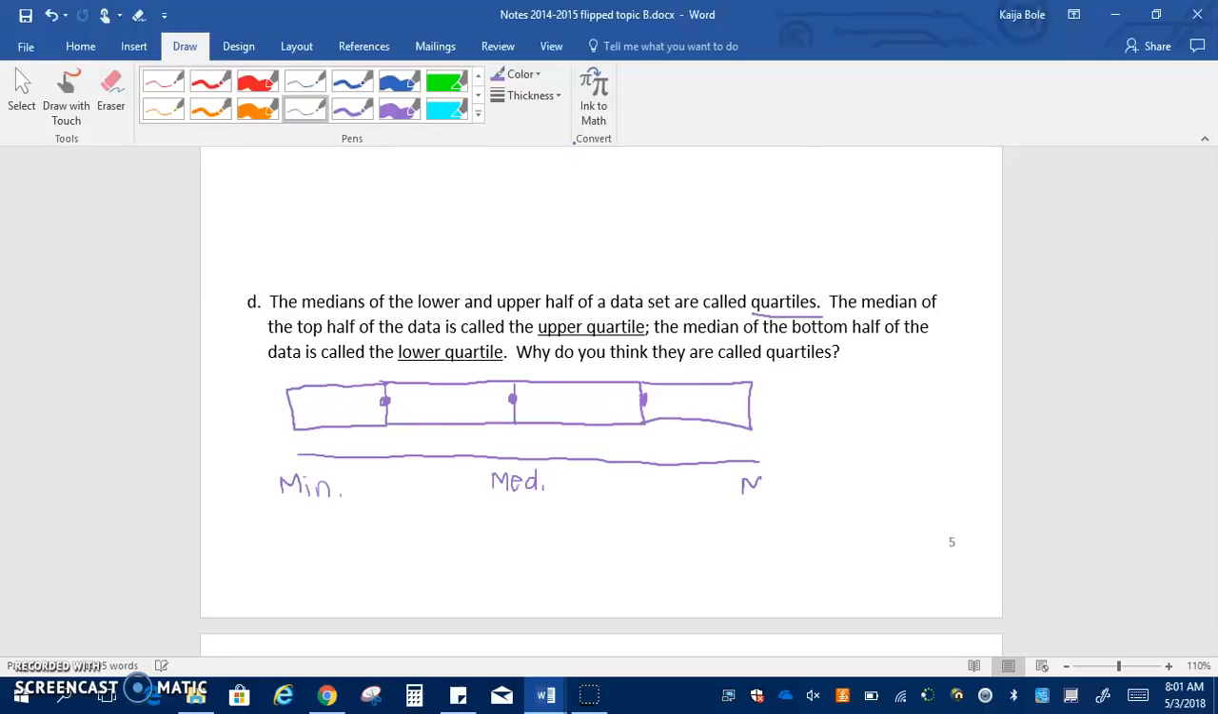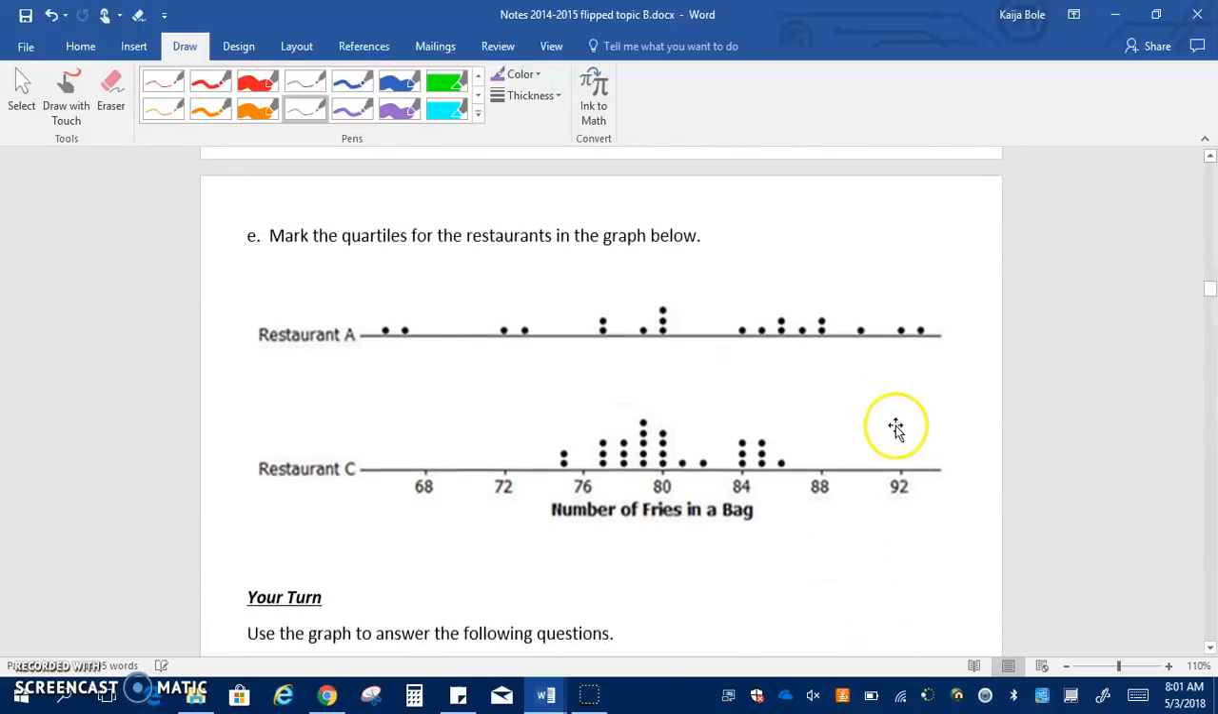So they asked, why do you think they're called quartiles? Well, it's because the data is split into fourths. Okay? And you'll understand what that means when we do some examples on the next page. So go ahead and flip the page.